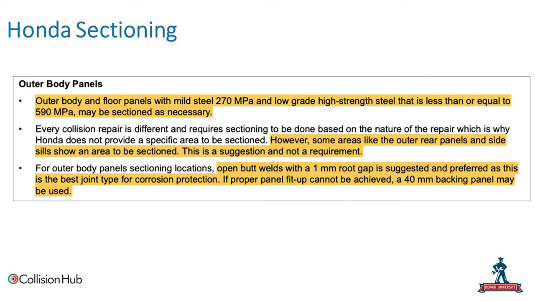Now, here's one thing that you and I were talking about a little bit yesterday. The preferred sectioning location, an open butt joint with a 1 millimeter root gap, is a suggestion and preferred as the best type for corrosion protection. However, they do go on to say if proper panel fit-up cannot be achieved, a 40 millimeter backing plate may be used. Now, this doesn't mean just cut it willy-nilly. Along with our discretion, let's also have some responsibility and do things properly. However, if something does happen to go awry, they do allow you to put a backing plate in there. But again, they want an open butt joint. I think we both prefer to see an open butt joint there.